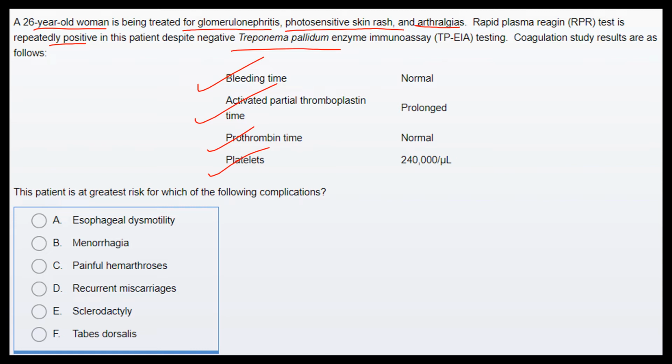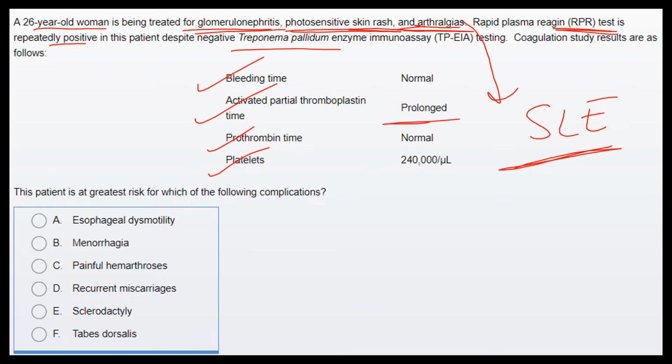The patient's symptoms of glomerulonephritis, photosensitive skin rash, and arthralgias are suggestive of SLE, and this conclusion is also supported by the positive RPR test and the prolonged activated partial thromboplastin time. Now, SLE can lead to complications such as recurrent miscarriages. Thus, the answer to this question is D.